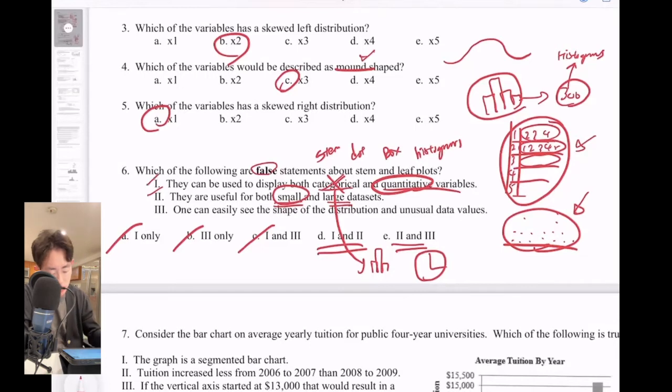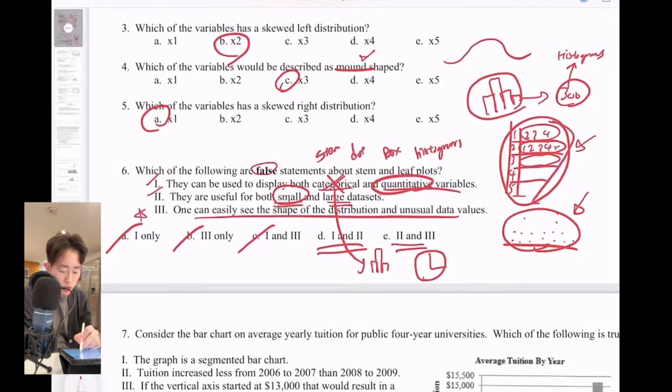So 1 is not going to be false. One can easily see the shape. Yes, the shape can be told from the stem plots. So 3 is actually true. So the answer here should be D for this one because we're looking for the false statements.